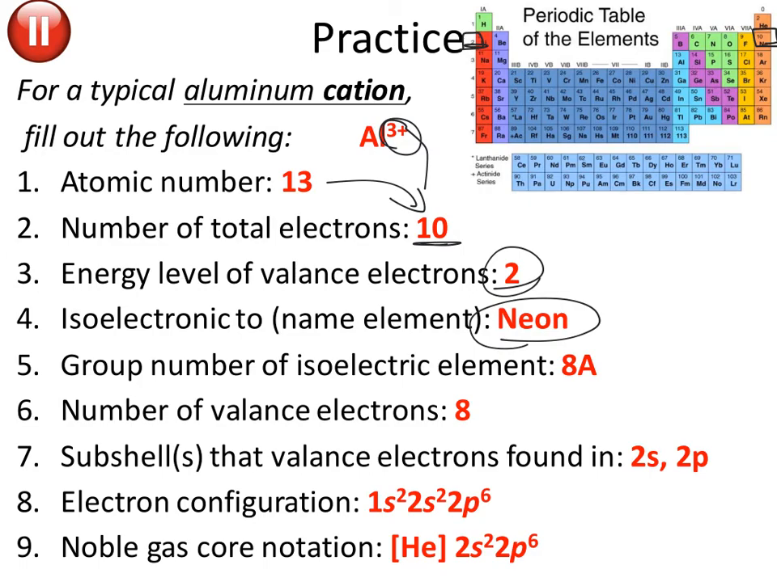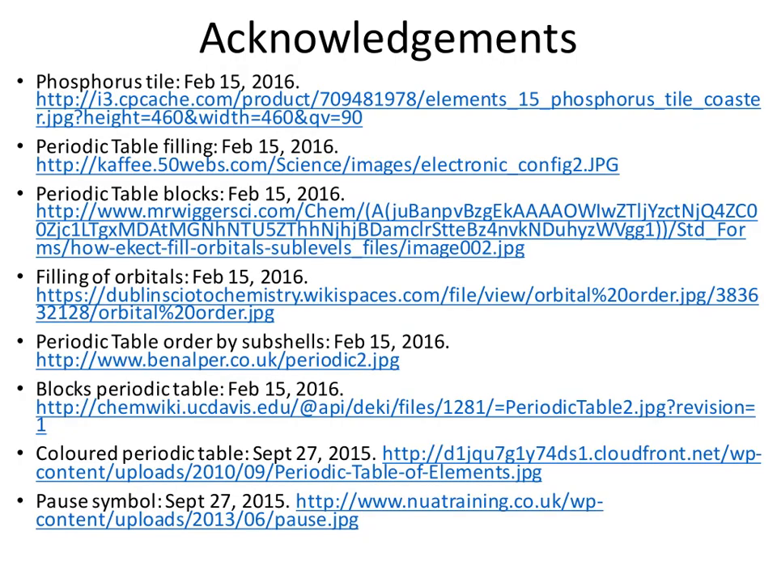The number of valence electrons, well, because it's in group number 8, it's going to have 8 valence electrons. Remember that the group number and the number of valence electrons coincide with one another. The subshells of the valence electrons will be found, and remember that the valence electrons are in this whole energy level. It's not just the p, so it's going to be 2s and 2p. And for the electron configuration, it's going to be the electron configuration of neon, because in this case the aluminum ion is isoelectronic to neon. It's going to be 1s2, 2s2, and 2p6. And if we want to do that, we'd use the helium for our noble gas core and continue on there, 2s2, 2p6.